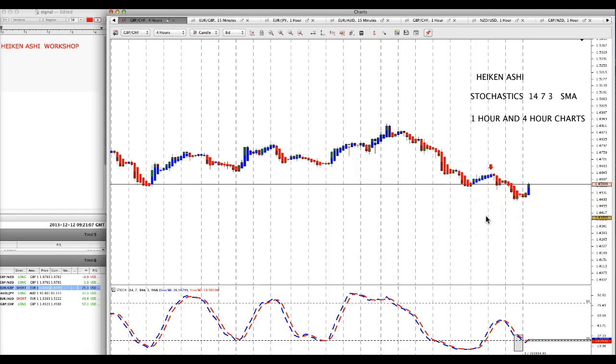The markets are going to probably be very volatile or just consolidating throughout before the Christmas and after the Christmas holidays.